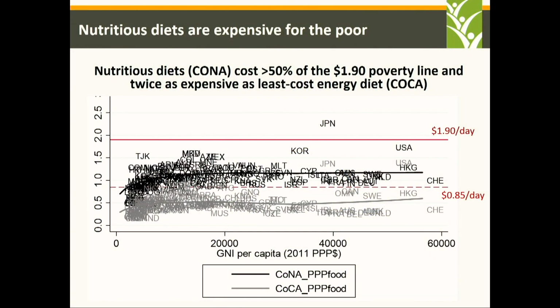And one interesting finding that we see here is that the cost of meeting nutrient requirements is really high and accounts for over 50% of a dollar-a-day poverty line. And it is also twice as expensive as the least cost diet, which you can see here as the light highlighted line, which is the cost of meeting just caloric needs.